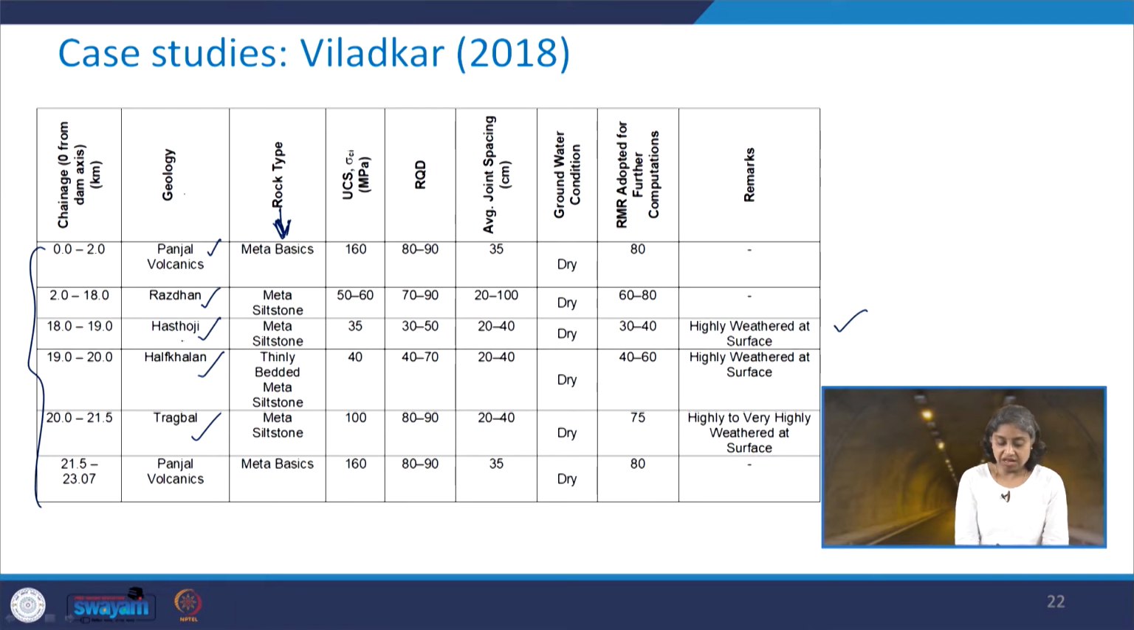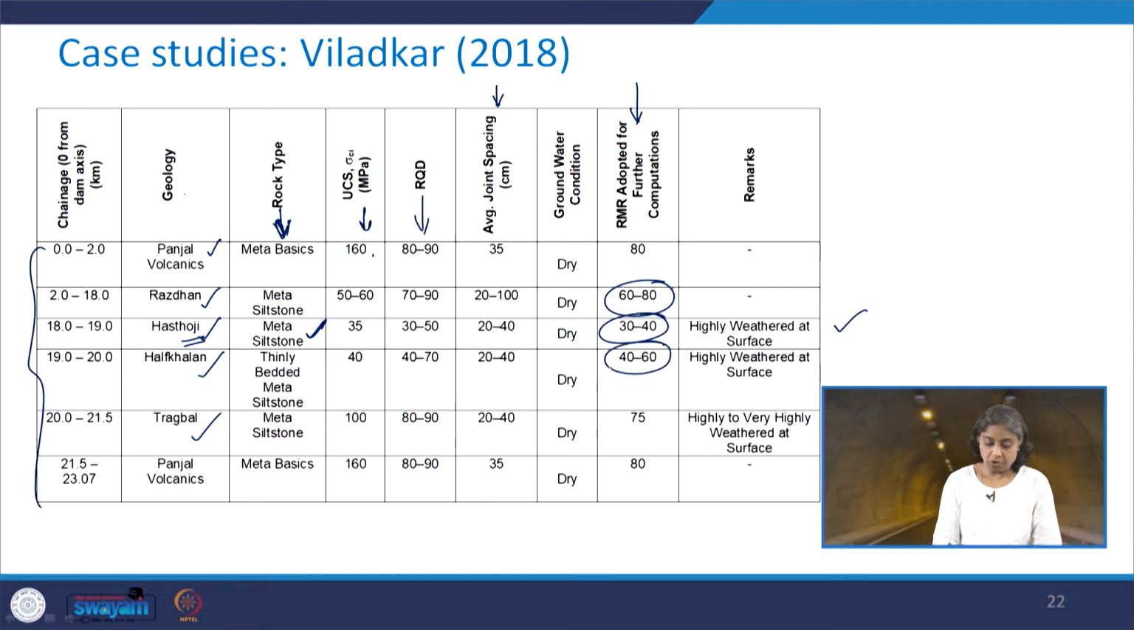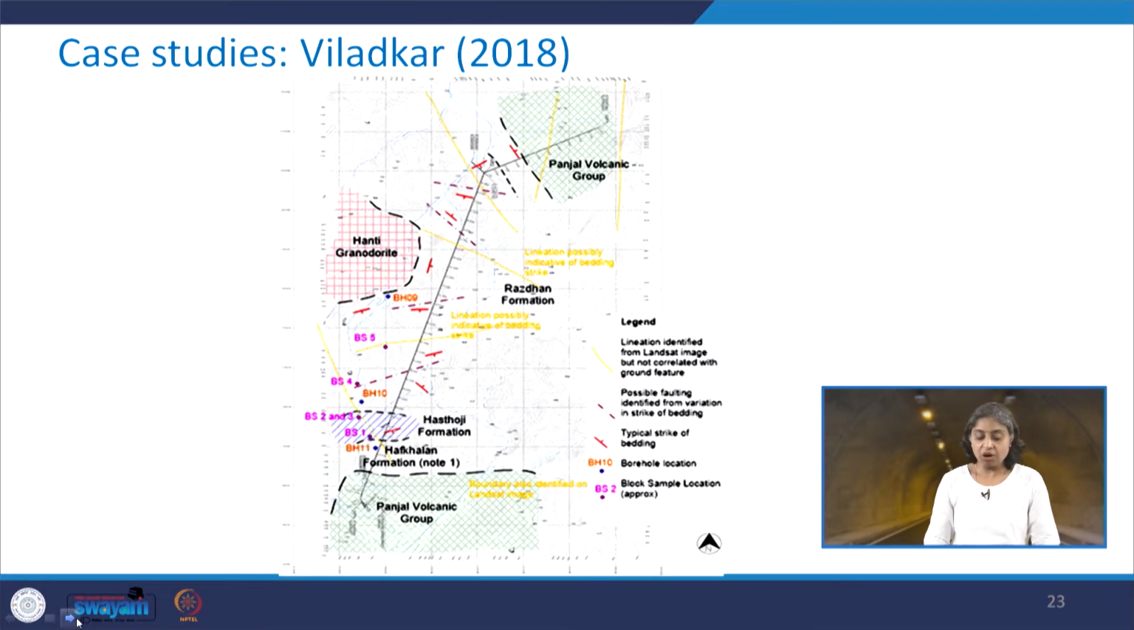For example, the Hastosi formation had the meta siltstone in that stretch. UCS values are given, RQD are given. So, this RQD was obtained from the field study. UCS, we carried out the test in the lab, so that gave us the idea. Again, the average joint spacing is the observation from the field, and the RMR was computed. So, the range of the RMR was there for Razdan, Hastosi and Hafkalan formation. This is what was the layout typically.